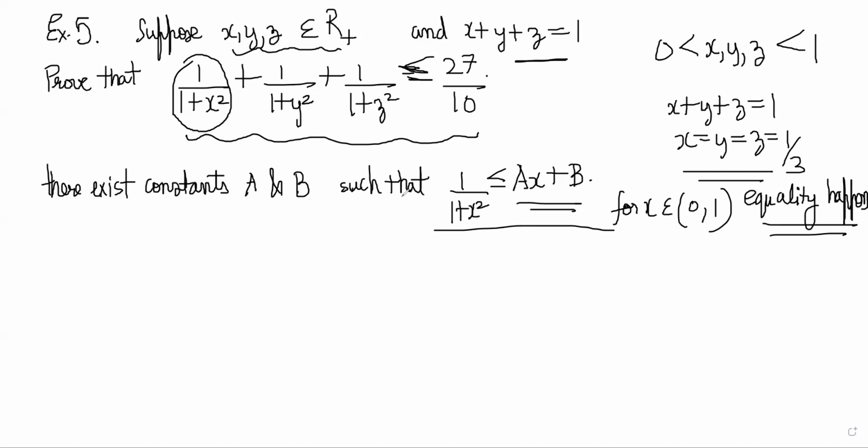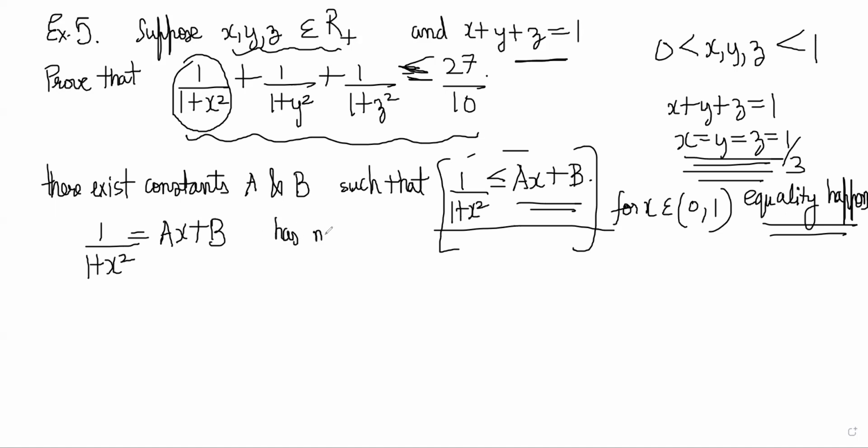So if that is true, then similarly 1/(1 + y²) will be less than or equal to ay + b and az + b and all. And we can say that the equality, these two are equal, happens when x = y = z = 1/3, right? So the equation 1/(1 + x²) = ax + b has multiple roots.